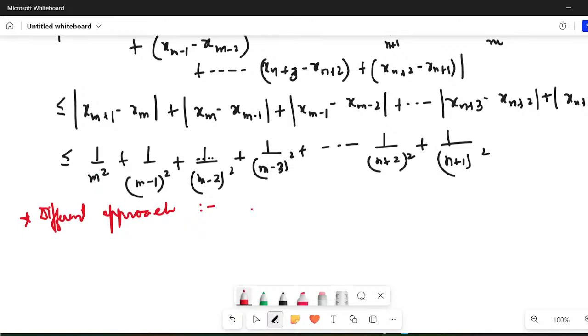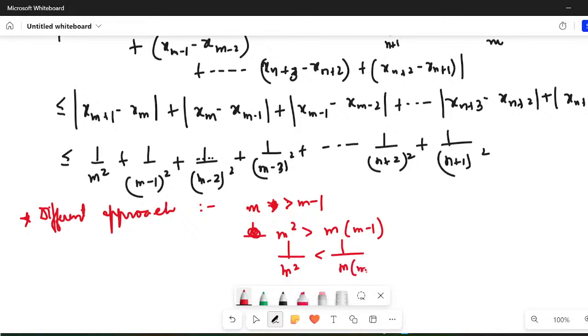So what is m? I know that m is greater than m minus 1, right? So I can simply write that my m square would be greater than m into m minus 1, right? And I can write that 1 upon m square is less than 1 upon m into m minus 1. And this particular 1 upon m into m minus 1, I can write in this fashion.